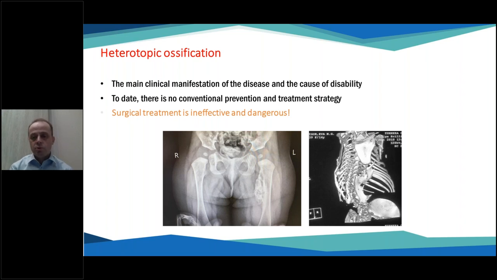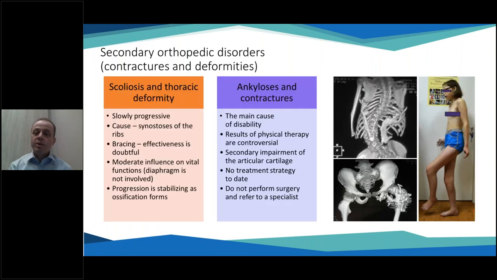And any kind of surgery, for example, surgery for acute conditions, for trauma, should be performed only for life-threatening situations, and the aim of this surgery is not to remove the ossification and not to improve the range of motion, but to save the life, not more.